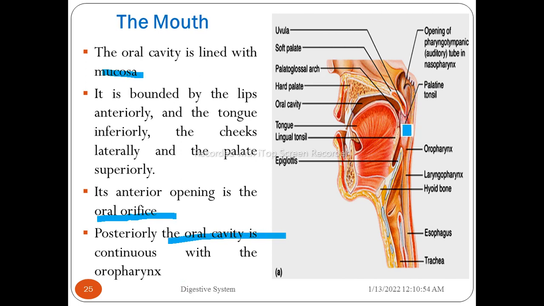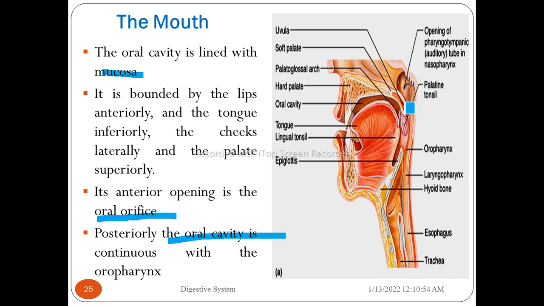So posteriorly, continuous with the oropharynx. This is oropharynx. When it comes to all structures found, this structure is known as uvula, and this area is the soft palate, and anterior to this is the hard palate. This is the oral cavity, this is the tongue. At the base of the tongue there is a tonsil, known as the lingual tonsil. This is the epiglottis, and this is the oropharynx, whereas this is the laryngopharynx. This is the hyoid bone, and this is a tonsil, which is known as the palatine tonsil.